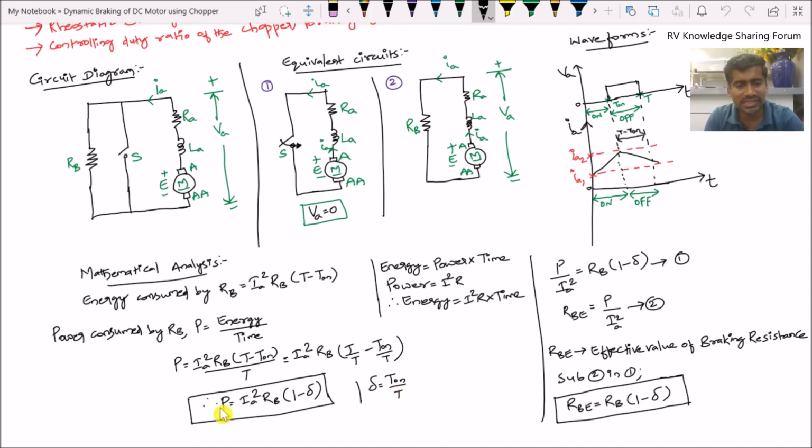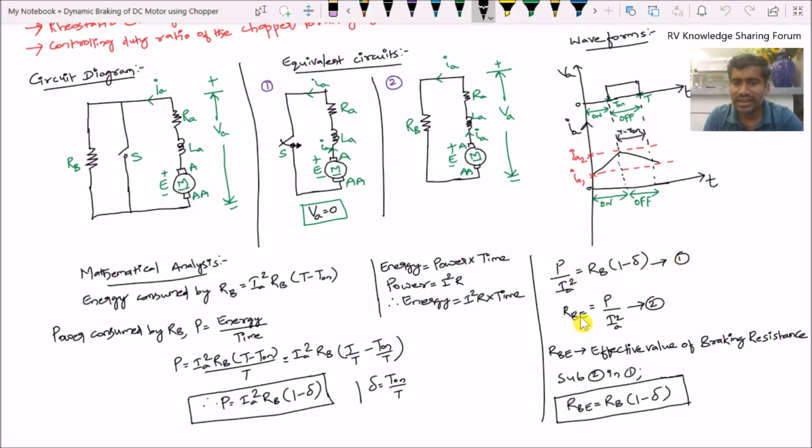Therefore, the power consumed by the braking resistance RB is given as P is equal to Ia square RB into 1 minus delta. If you look at this equation, by varying or controlling the duty ratio of the chopper delta, we can control the braking power PB. This is how we can control the braking of a motor. From this equation we can write P by Ia square is equal to RB into 1 minus delta. This is equation 1.